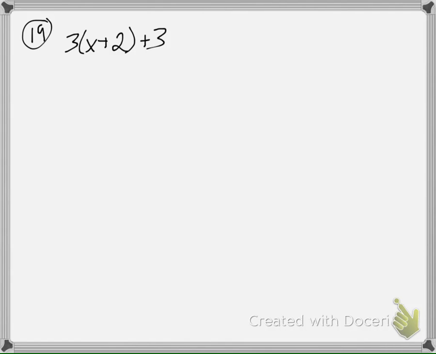Okay, so we have 3 times (x plus 2) plus 3, and that equals 4 times (x minus 4) plus 4.